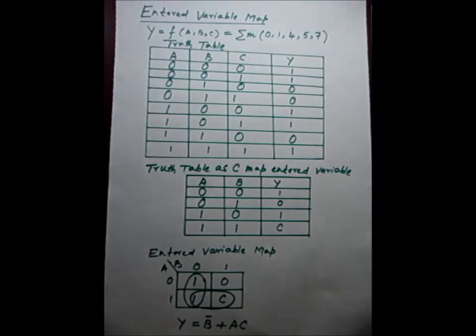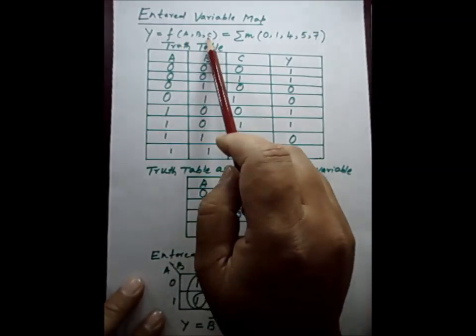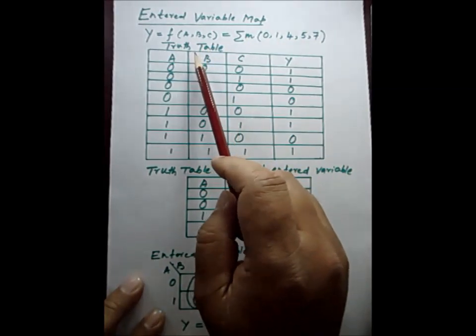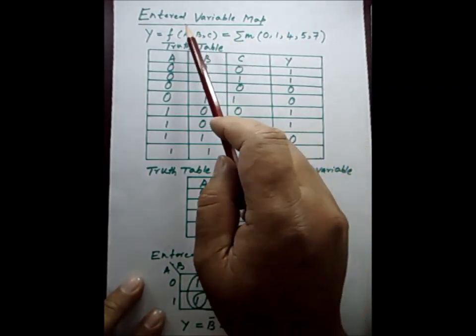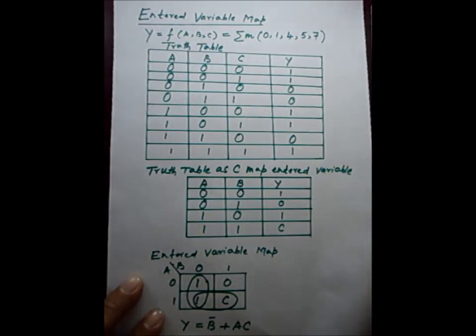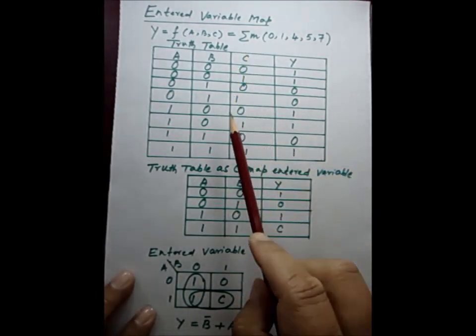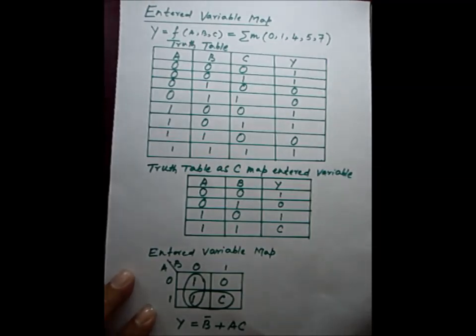We will discuss the entered variable map for simplification of Boolean expressions in the SOP form. Now, let us take a three variable Boolean expression for simplification by entered variable map. The first step here, we write the truth table for this Boolean expression.